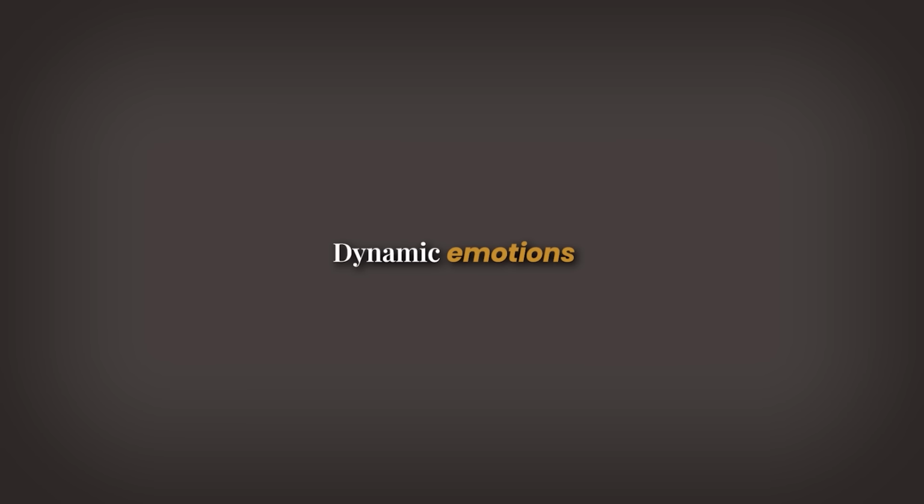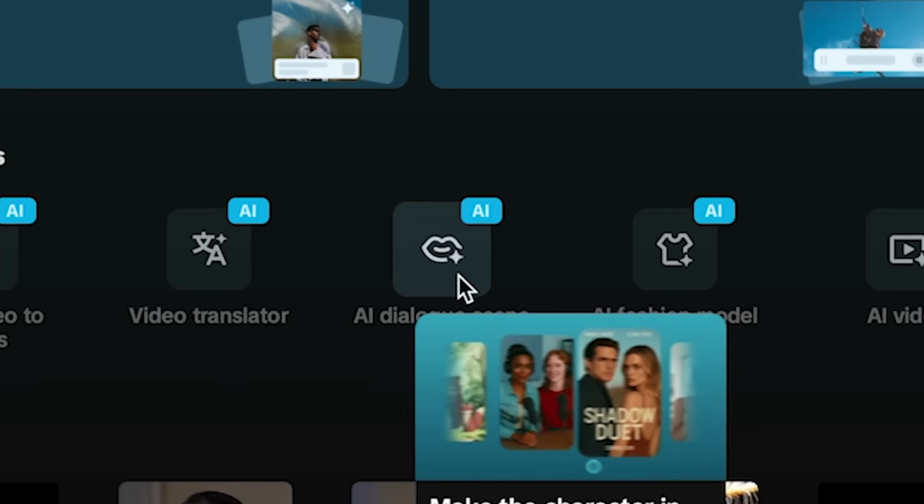It supports dynamic emotions, natural dialogue syncing, and even character role play, which makes it perfect for creating short skits, music clips, podcasts, or storytelling videos without needing a camera at all. Once you're inside CapCut, head over to the AI avatar dialogue scene section. This is where all the magic happens.